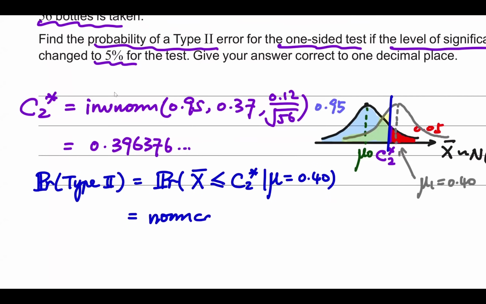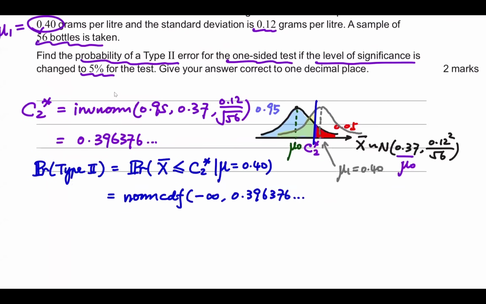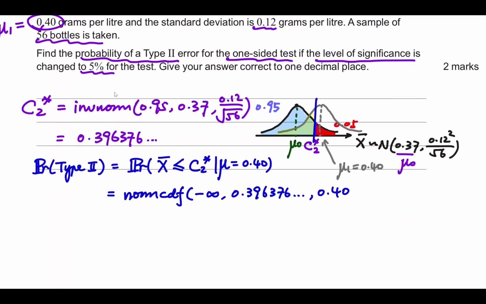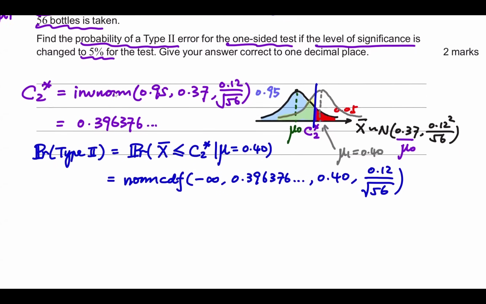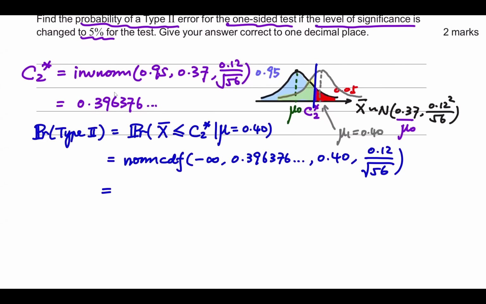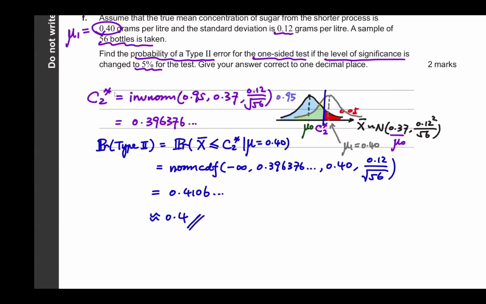So we actually find norm CDF from minus infinity to 0.396376, with mean 0.40, but we still use the same standard deviation because the spread of both curves is the same, okay? Same width, same spread. Calculating this using your CAS is 0.4106, something along this line, and you get 0.4, okay, correct to 1 decimal place.